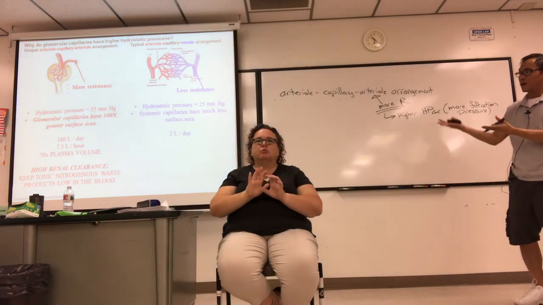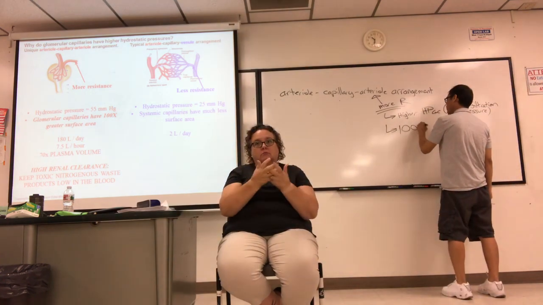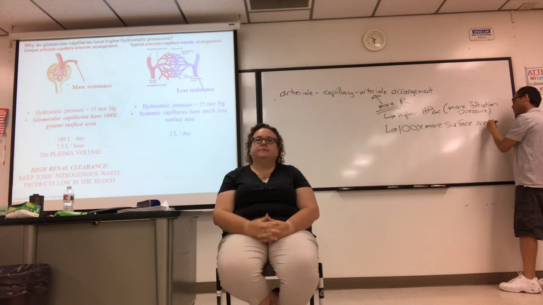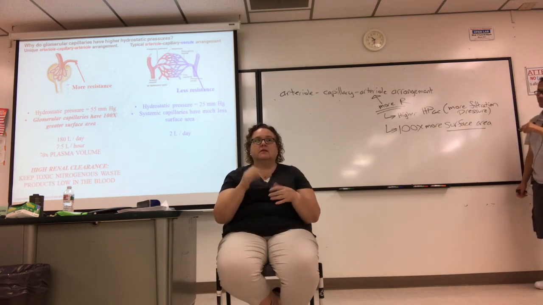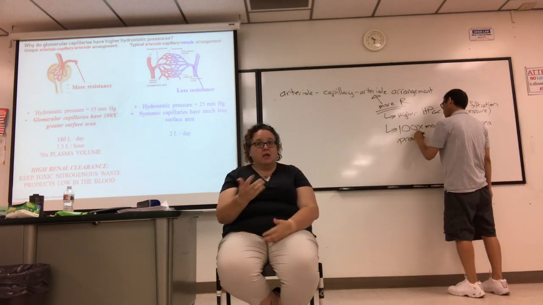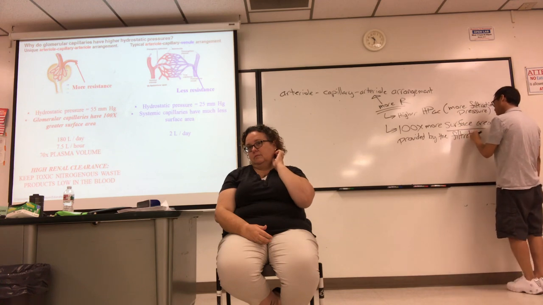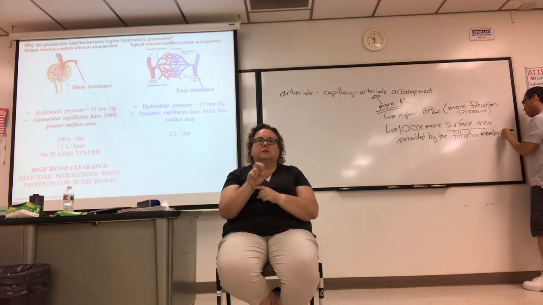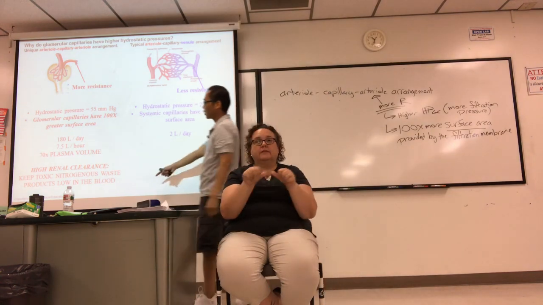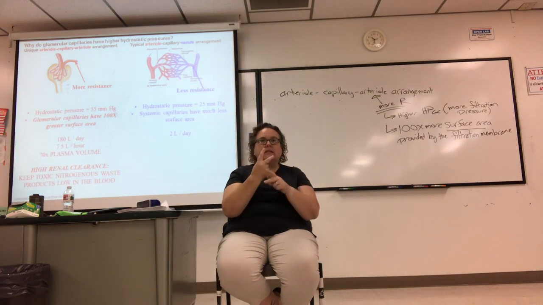That in conjunction with 100 times more surface area. And what we're really talking about there is the filtration membrane I just defined. 100 times more surface area provided by the filtration membrane. So those two things, more pressure, more surface area, you get the thing that I said earlier. You're filtering your plasma volume 70 times a day. No other capillary bed does that.